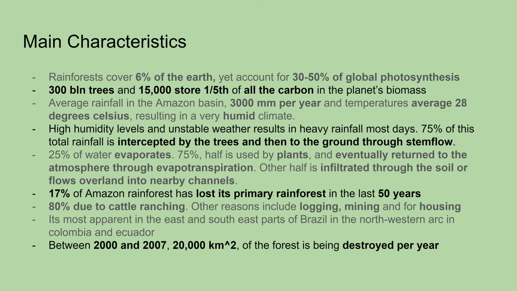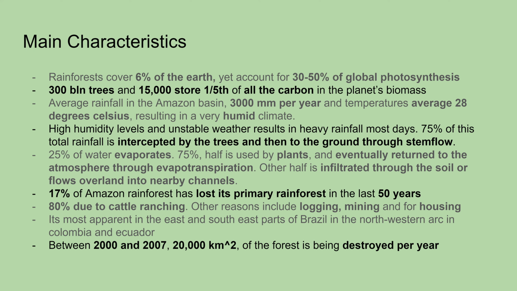75% of the total rainfall is intercepted by trees and then goes to the ground through stem flow. 25% of this water evaporates, 75% is absorbed basically by plants and things. So half of it is used by plants and eventually returned to the atmosphere through evapotranspiration. And the other half is infiltrated through the soil or flows over land into nearby channels.